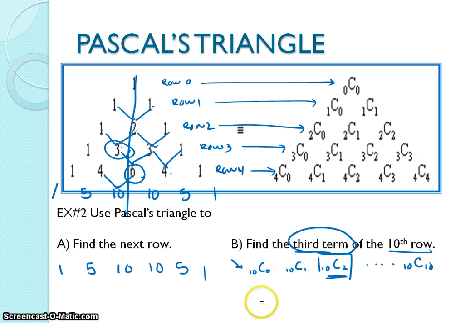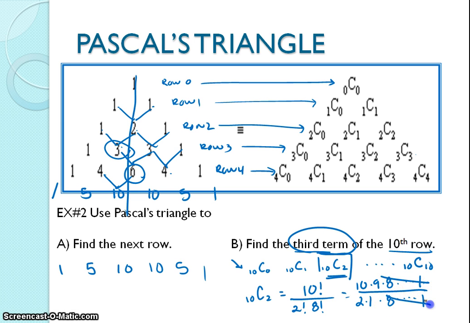So all we have to do is find 10 choose 2. Well, if you have 10 objects and you're going to choose 2 of them at a time, using the formula from the previous page, it's n factorial over r factorial times n minus r factorial, which is 10 factorial over 2 factorial times 8 factorial. So this is 10 times 9 times 8 times dot dot dot all the way to 1. 2 factorial is 2 times 1. 8 factorial is 8 all the way down to 1. Notice all of those cancel. 2 goes into 10 5 times, so I have 5 times 9, which is 45. So that tells me the third term in the 10th row is 45.